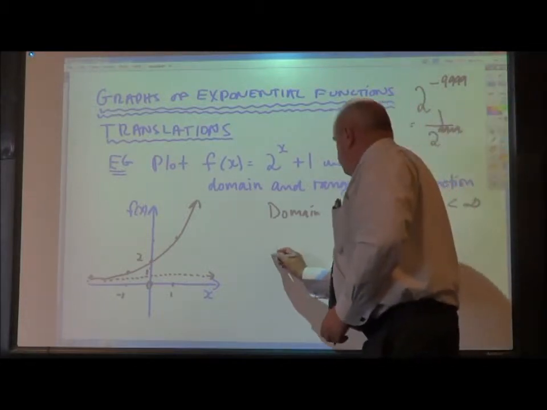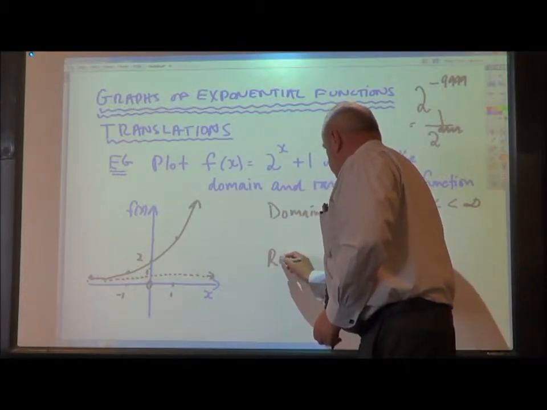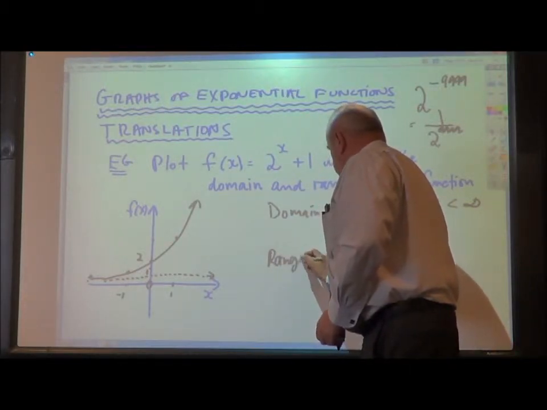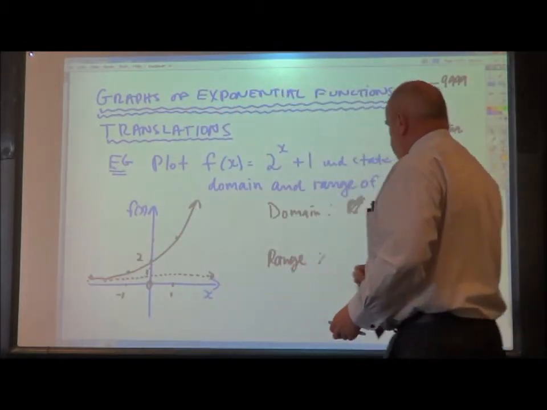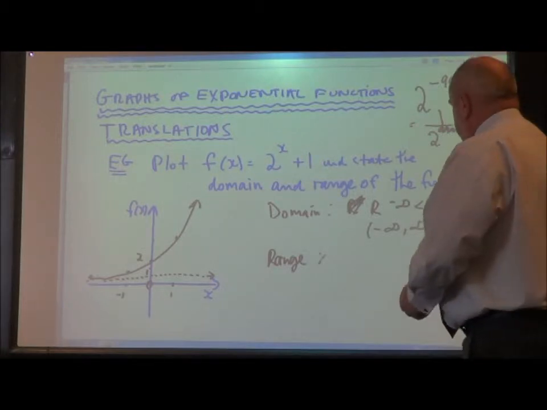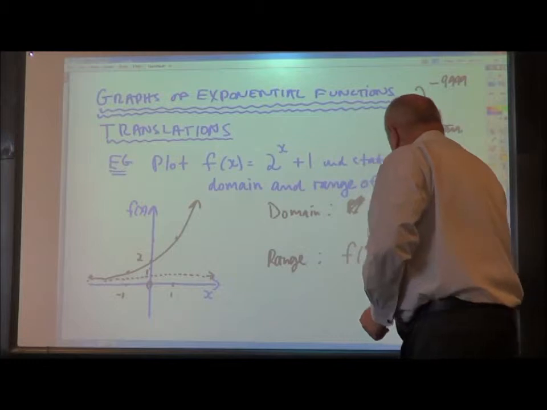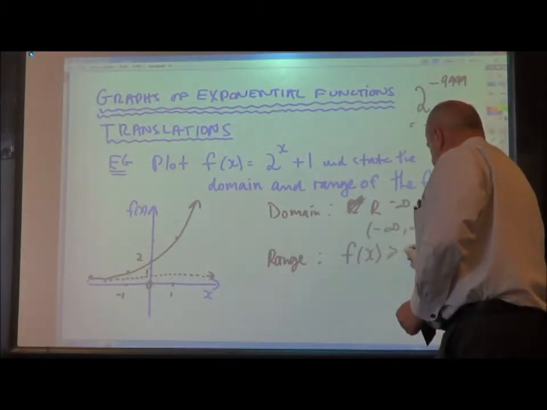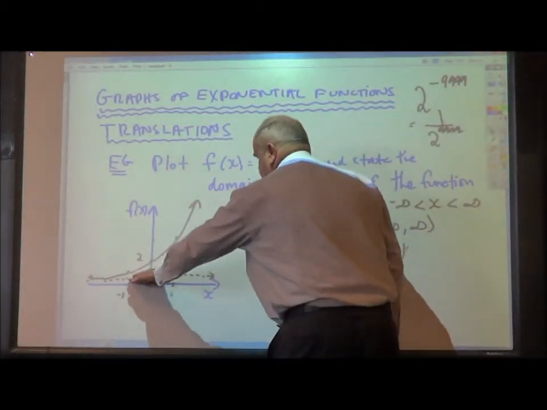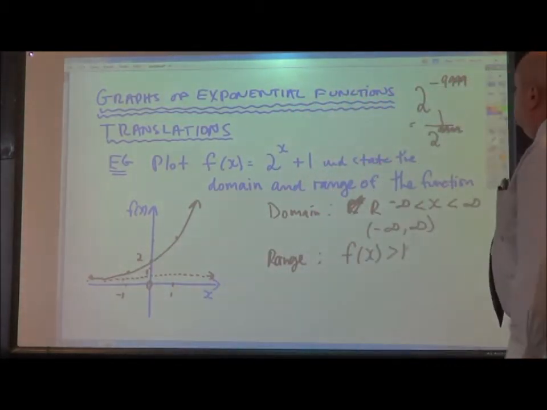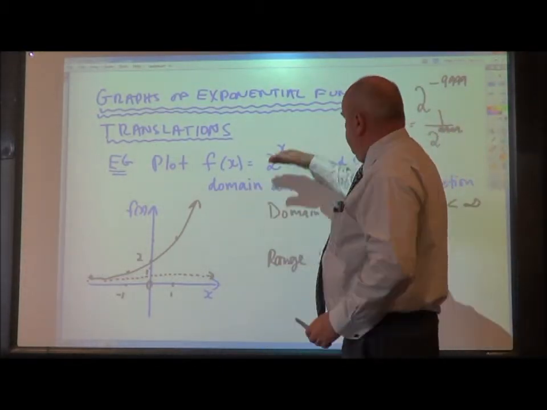Okay? Range is what I was talking about when I was referring to the asymptote. Remember, an asymptote is a line that a function will approach without actually reaching. And so my range is quite simply this. My function is always going to be greater than 1. That's where my asymptote occurs. Okay, so that's a vertical shift, up and down.